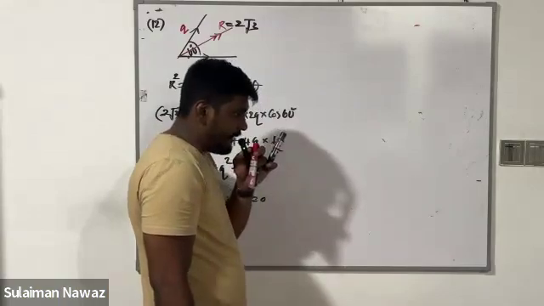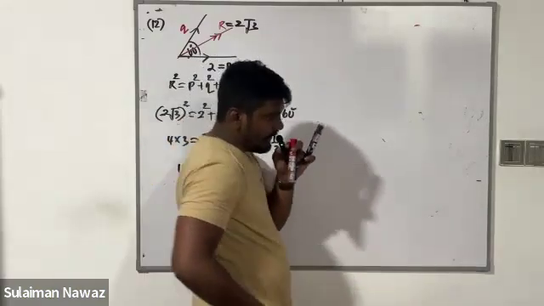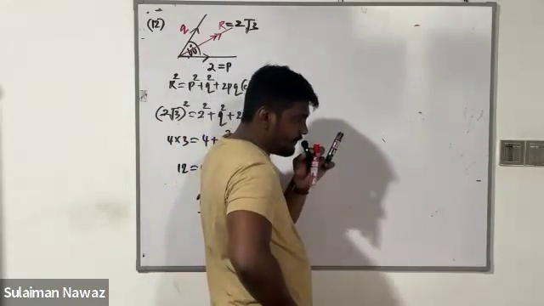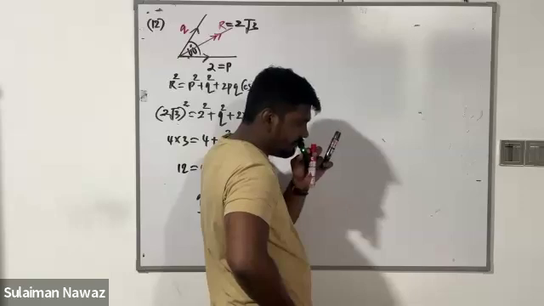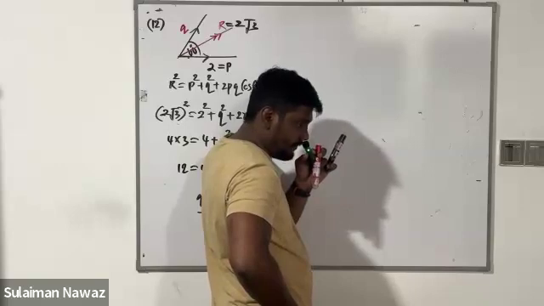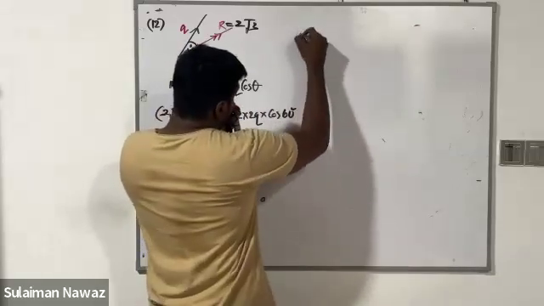13. The resultant of two given forces is perpendicular to the root 3 Newton force. Find the angle between the resultant and the 2 Newton force. Okay, we'll go to 14. You can try 13 also.